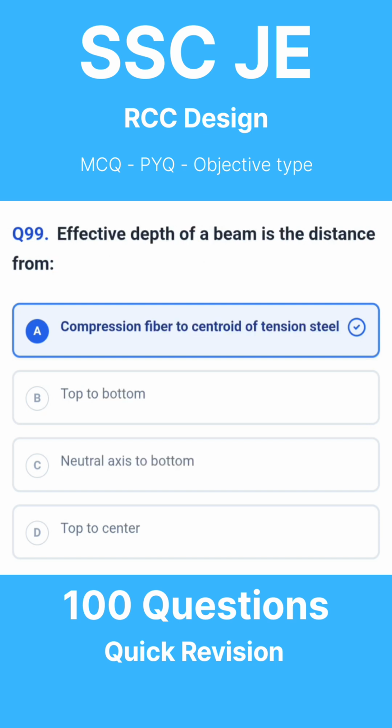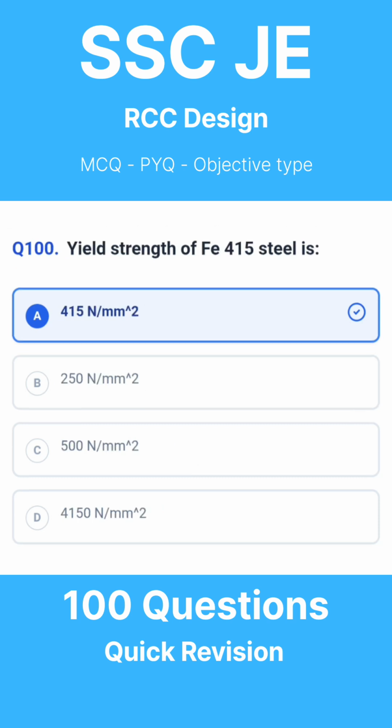Question 99. Effective depth of a beam is the distance from. The correct answer is compression fiber to centroid of tension steel. Question 100. Yield strength of Fe 415 steel is. The correct answer is 415 N divided by square millimeter.